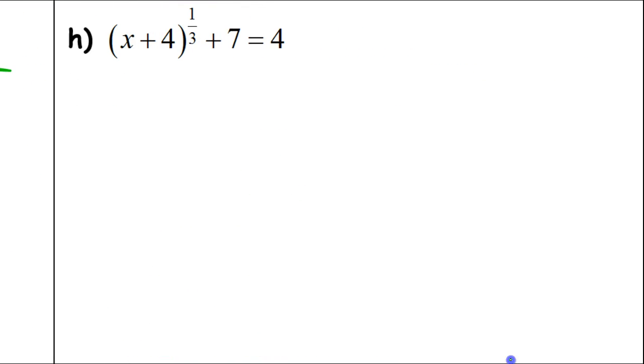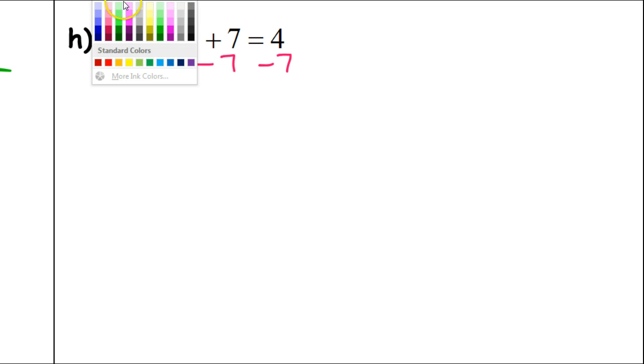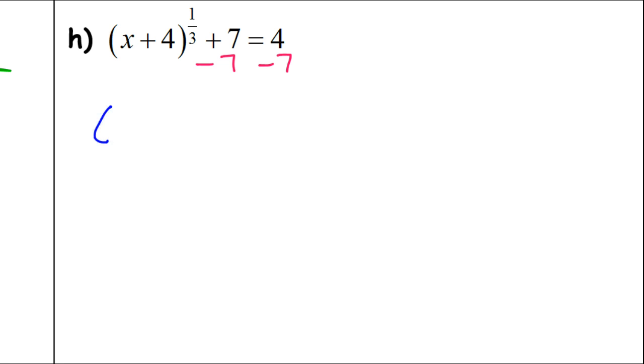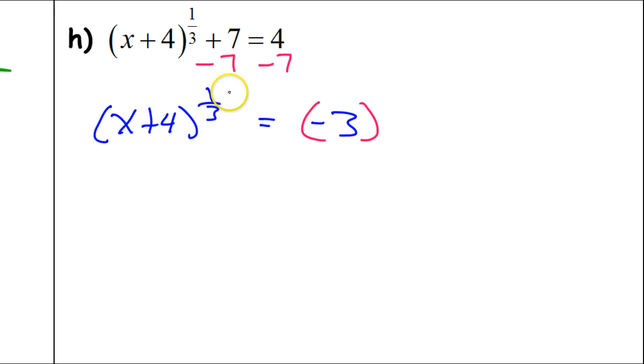Okay, last one. Let's get this part by itself first by subtracting 7 from both sides. So that's going to give us x plus 4 to the 1/3 power is equal to negative 3. Alright, to deal with this 1/3 power, we will raise both sides to the 3 power. We'll do the reciprocal power. So we'll cube both sides.